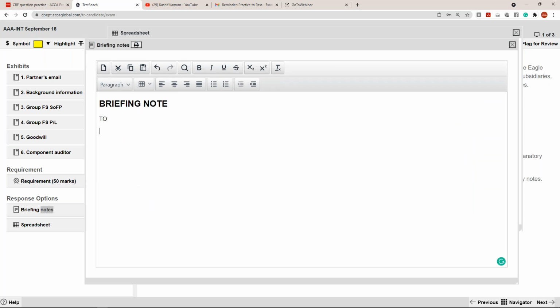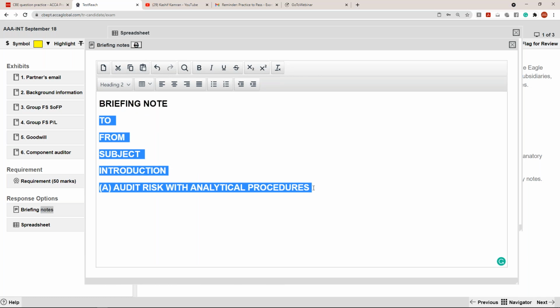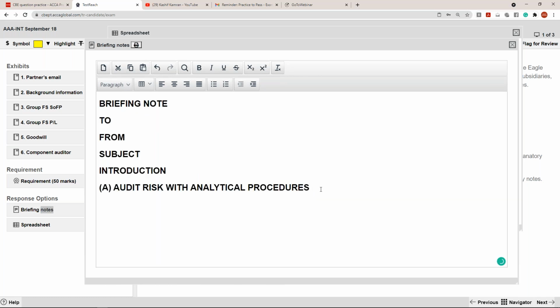I'll say to, from, subject, intro. And under the introduction, I'll say A. A is the audit risk. Sorry, A is the audit risk with analytical procedure. So I put the heading. A is the audit risk with the analytical procedure. So I just put the heading over here. And under that, I'll write results of analytical procedures.